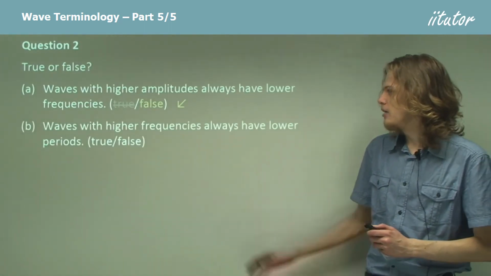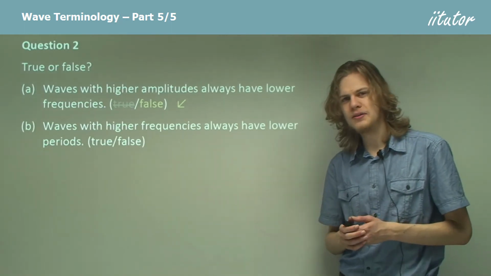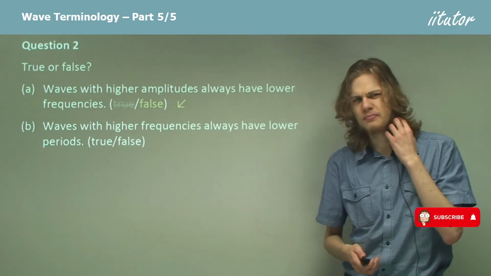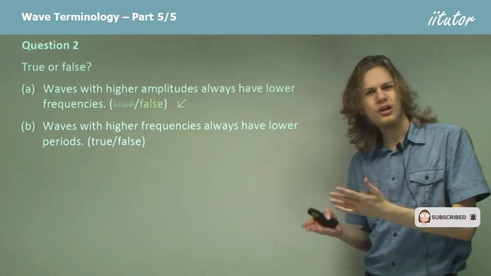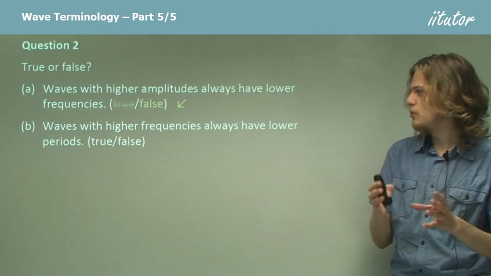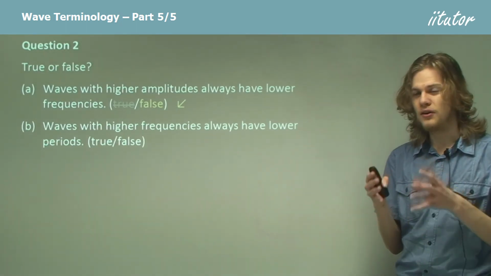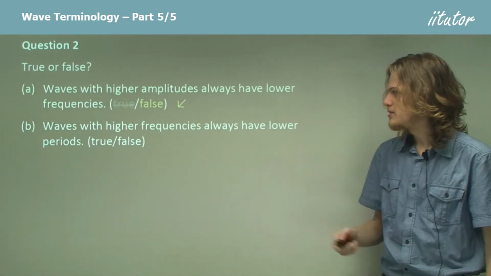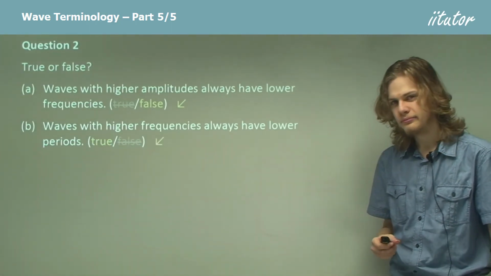B. Waves with higher frequencies always have lower periods. Now, what was that equation relating frequencies with periods? F equals 1 on T. So if T is very large, f will be very small. And if T is very small, then f will have to be very large. So in this case, it's true.